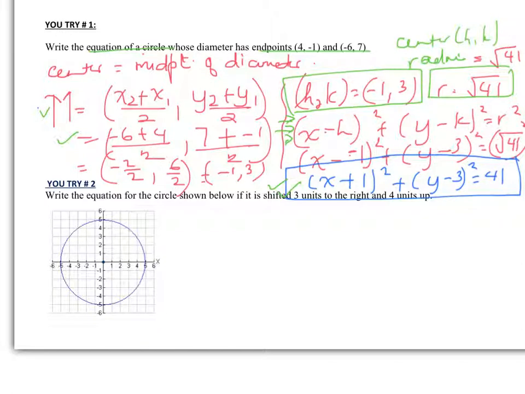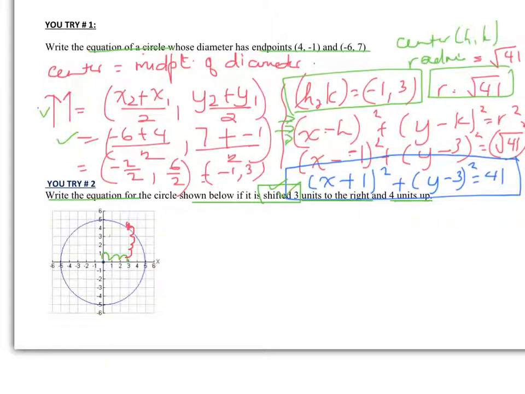They want us to write the equation of a circle below. It's shifted 3 units to the right and 4 units up. We're shifting to the right 3 units, so it's 1, 2, 3, right here. And then we're going to be shifting 4 up. So it's 1, 2, 3, 4.